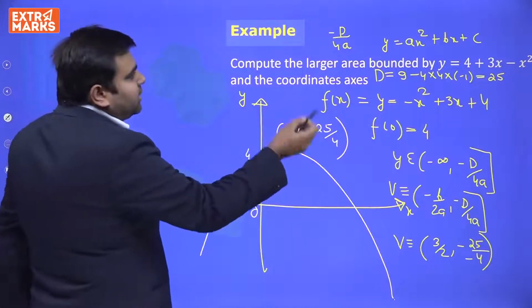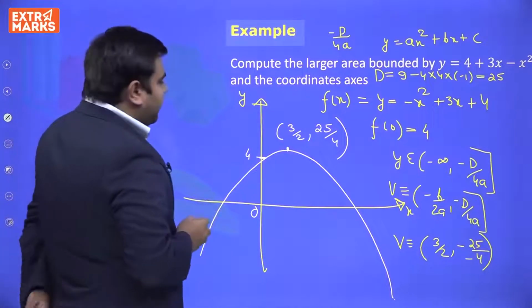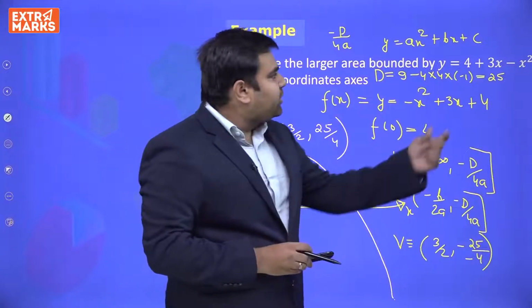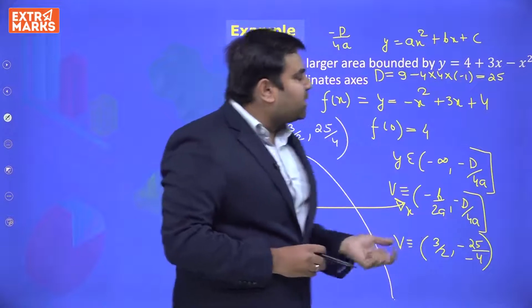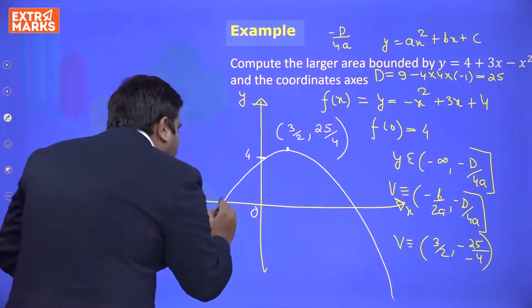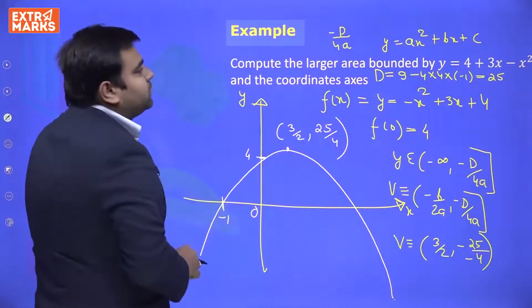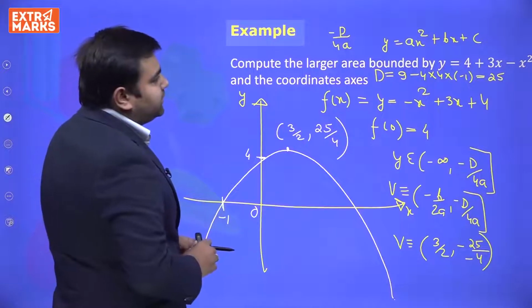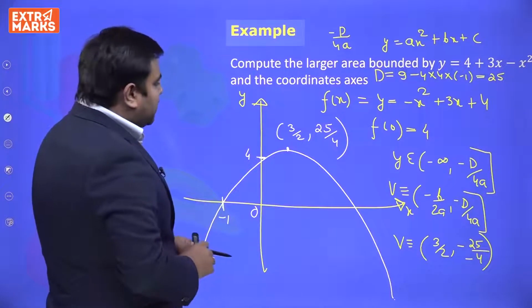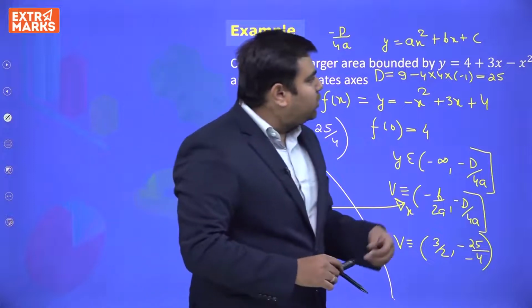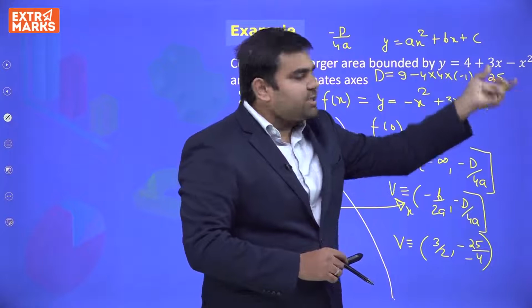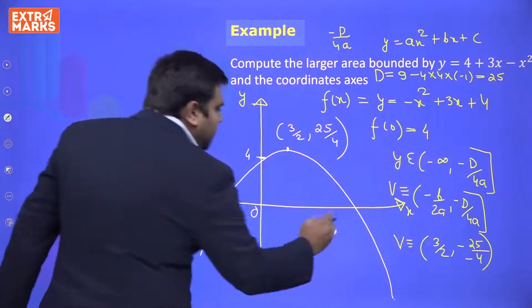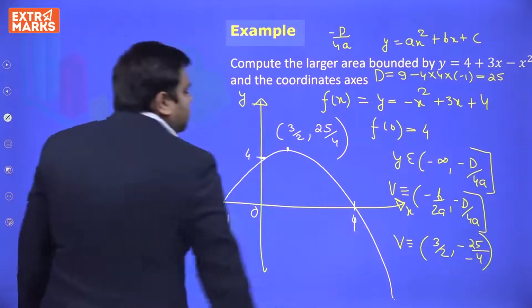If I calculate the roots, one root will come out to be -1, because if I substitute -1 over here, then this is 4 minus 3 minus 1, which is coming out to be 0. So one root is -1 for sure. And what would be the other root? The other root would be 4, because if I substitute 4 over here, this would come out to be 12 plus 4, 16, and 16 minus 16 is 0. So the other root is coming out to be 4, right?